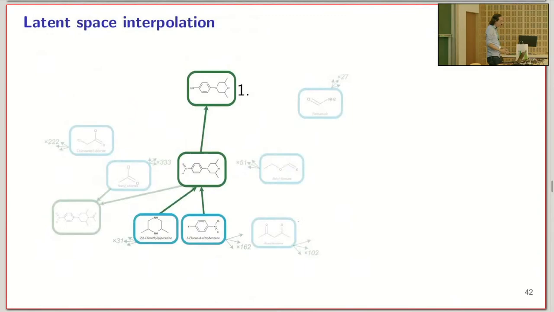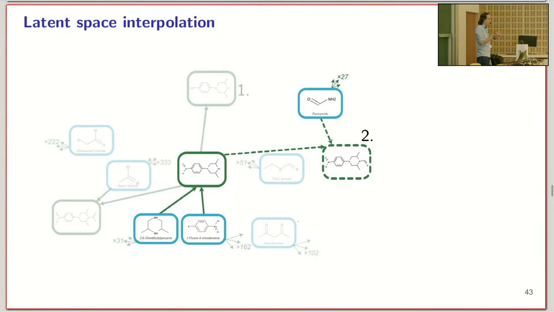This is an example of this latent space interpolation. You could have a synthesis graph like this one, map it into latent space, do a small change in latent space of your variables, and then decode, and you will get another synthesis graph that is similar, but different in some ways. Here, for example, this intermediate product is shared with the first synthesis graph, but now here we have a building block node which is new, and a final product that is new. And this molecule here is actually similar to this one. They have similar synthesis graphs, but also some small differences.